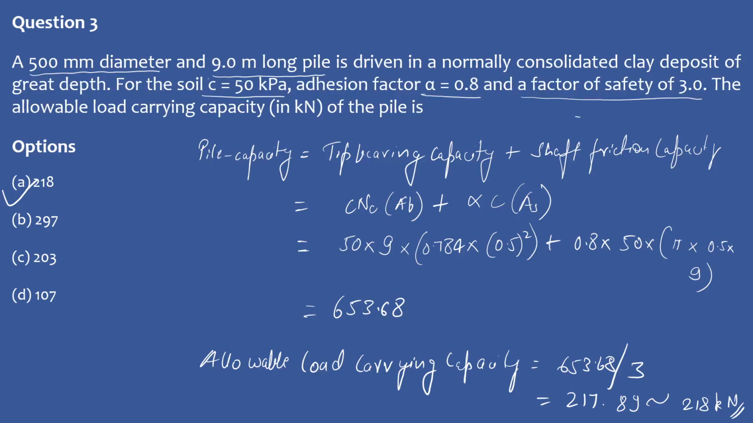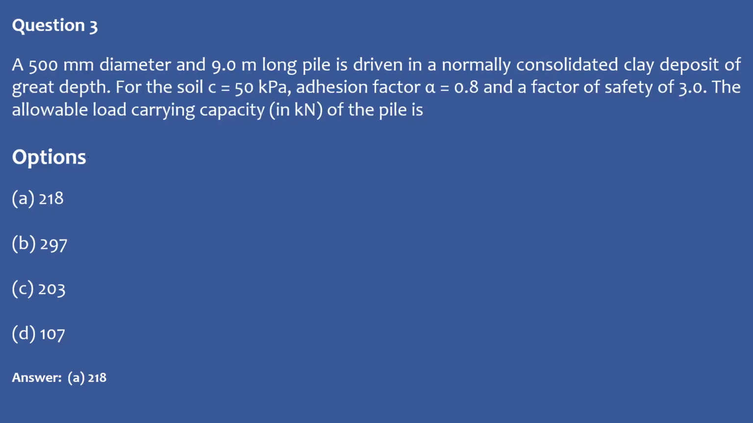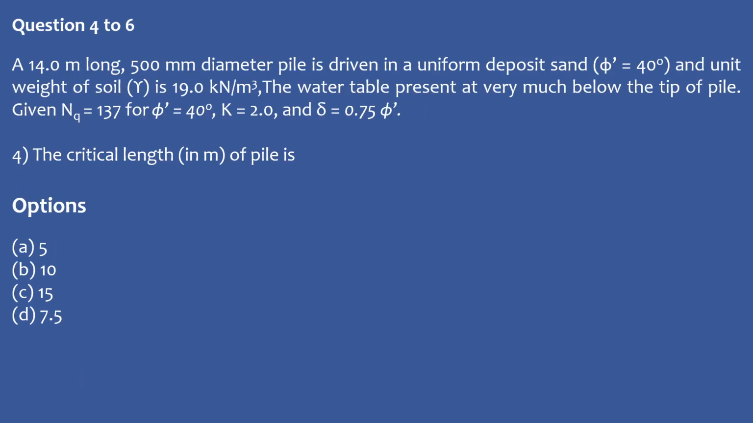Now let's move to question number 4. Questions 4 to 6 have a similar data set. You are given a 40-meter long, 500 diameter pile driven in a uniform deposit of sand of friction angle 40 degrees. The unit weight of the soil is 19 kN per meter cube and the water table is very much below the tip of the pile. Given Nq of 137, phi dash equals 40 degrees, K equals 2, and delta equals 0.75 phi dash. You need to determine the critical length of the pile.